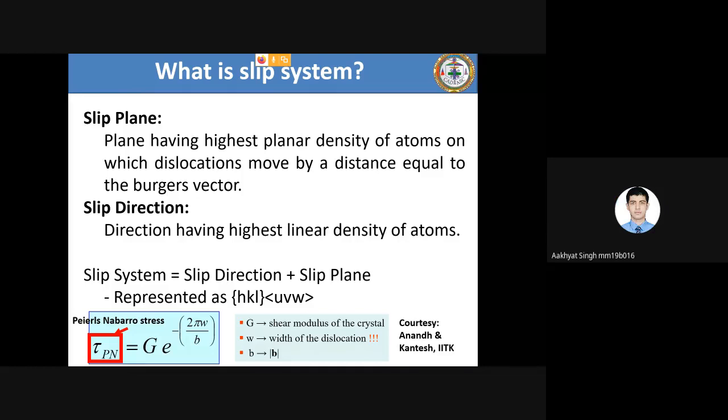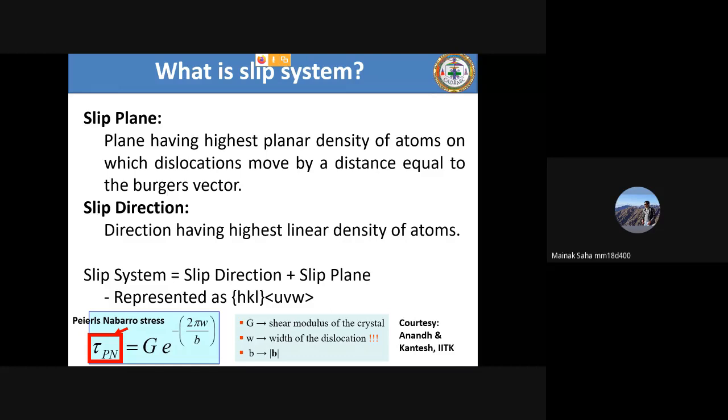If the width of dislocation is equal to interplanar spacing, or... Okay. Then. But then A by one minus mu should be equal to B. So then we have to see the relationship between mu in terms of B and A.